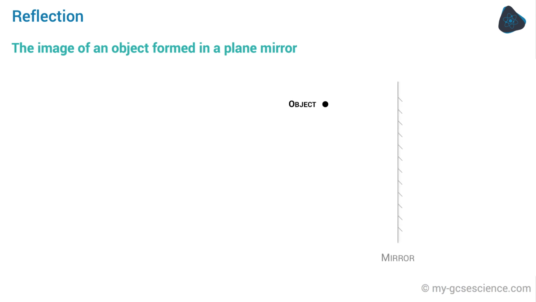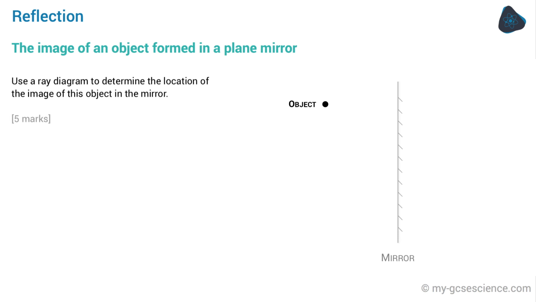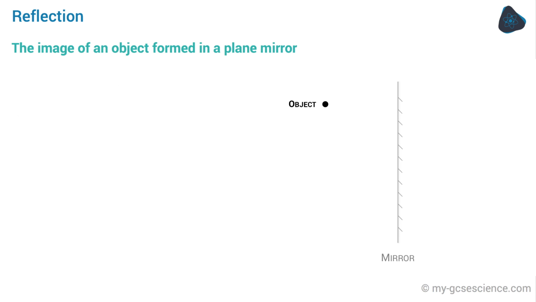On to the tricky part now. You could be asked for 4 or 5 marks to use a ray diagram to determine the location of the image of this object in the mirror. Trust me, this isn't one you can bluff, so if you really want those marks, you should learn the following steps off by heart and practice yourself a few times with a pencil, ruler, and piece of paper.